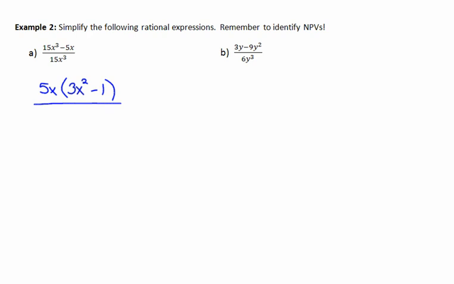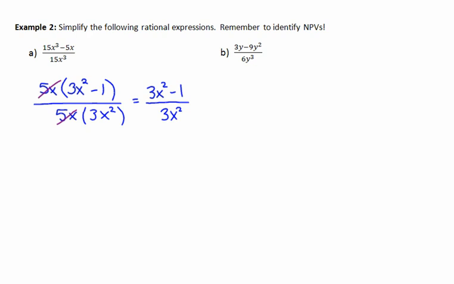So there's 2 ways we can approach this. Do you want to do the other method where we make 5x times? Yeah, sure, let's do that. So 5x times what gives us 15x cubed? 3 and x squared. And so what cancels out? The 5x. So we're left with 3x squared minus 1 all over 3x squared. I'm going to write a note in a second.